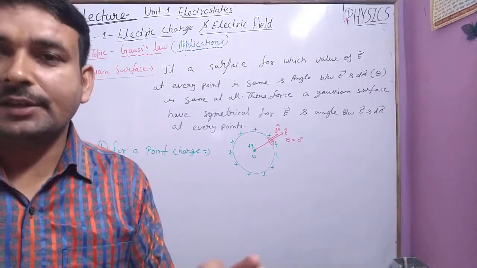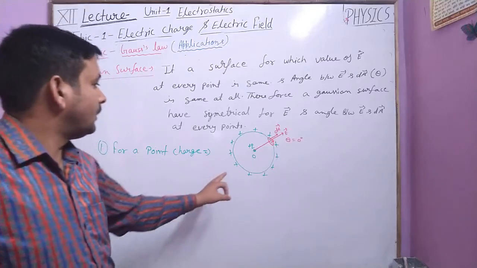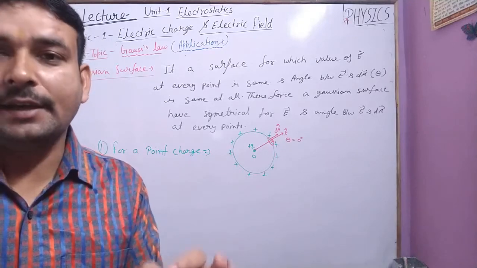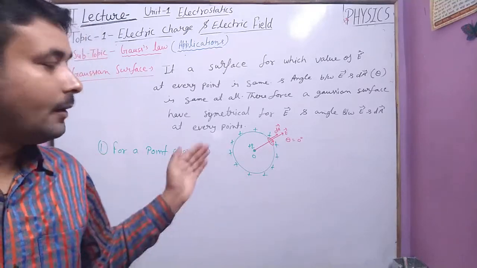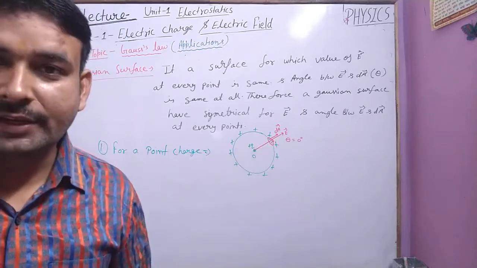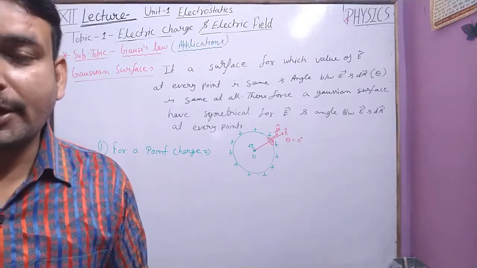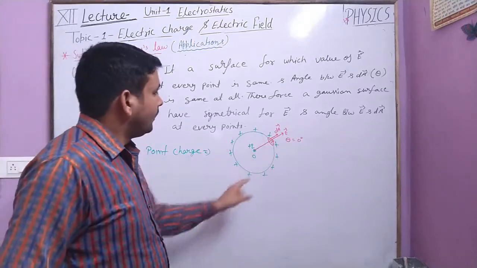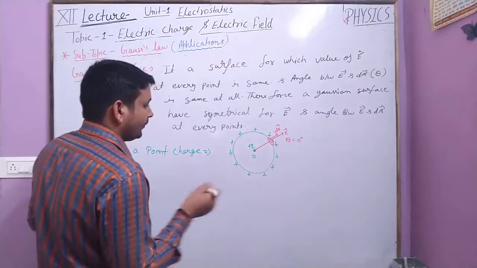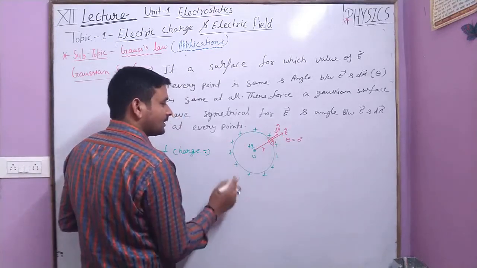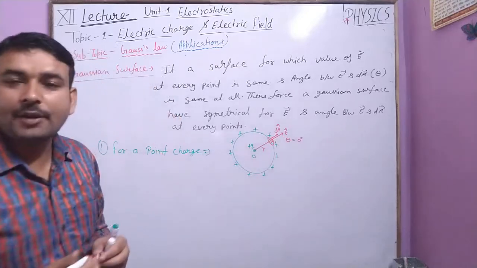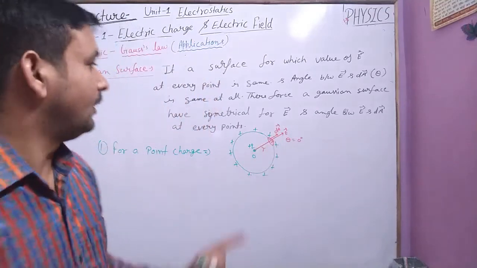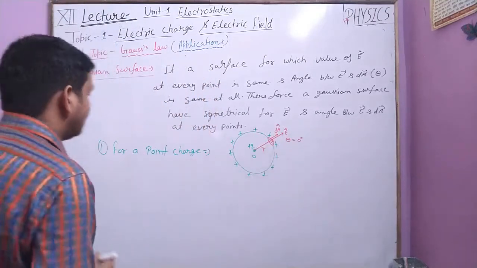Okay, and in the starting classes we understood that for a point charge the electric field is always normal to the spherical surface, or for a point charge it is radially outward if it is a positive charge. So at every point, because it is a spherical surface, the radius at every point is similar and the electric field and area vector have the same angle. So this is the first kind of surface.